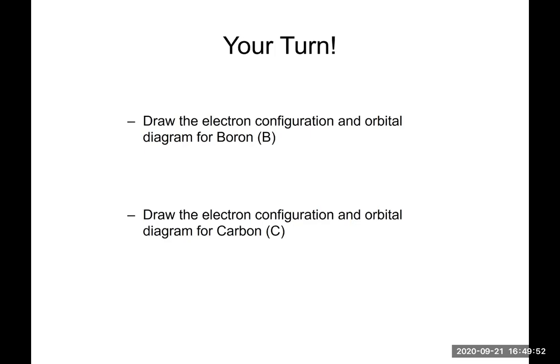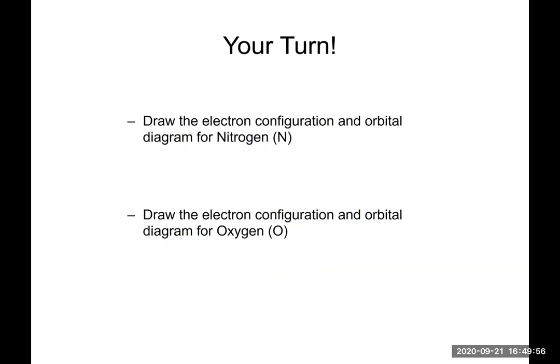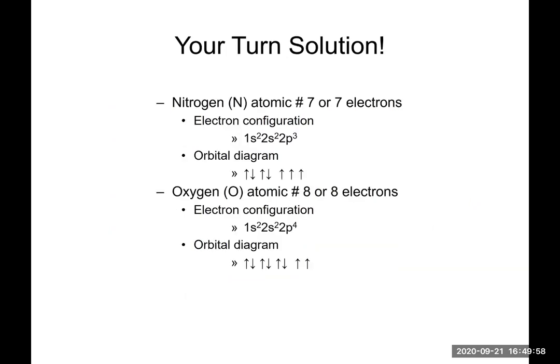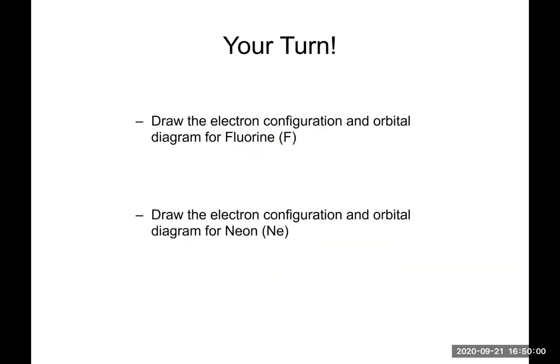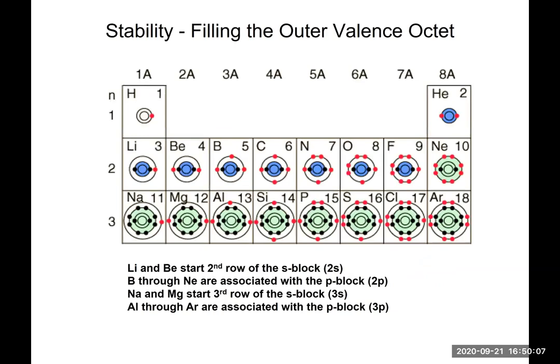Here's another your turn for boron and carbon. And there's the solution, and I'm going to leave these for you to draw later on. Fluorine, neon. There's the solution. And let's talk about stability and filling that outer valence octet.